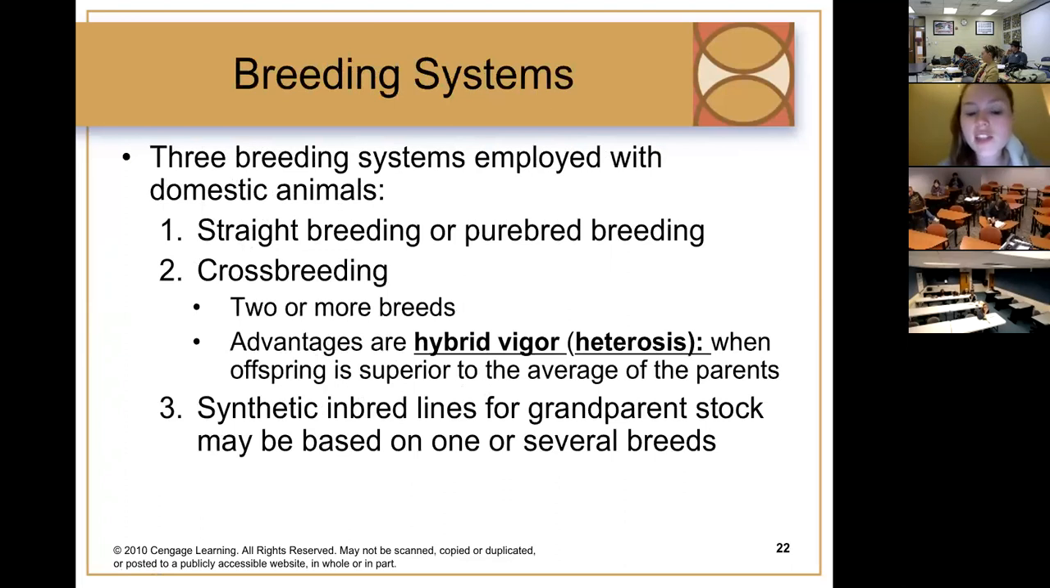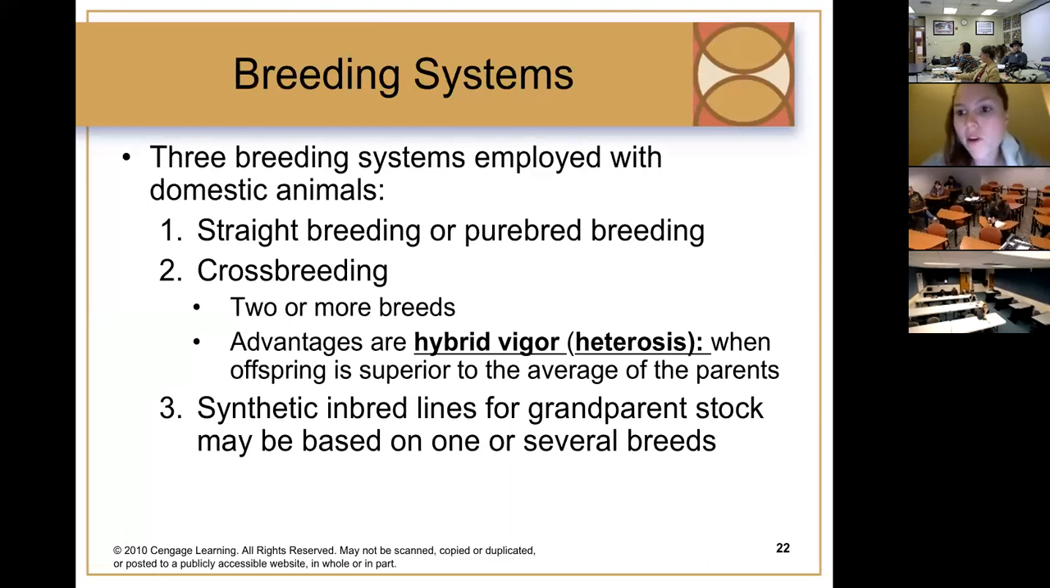The advantages of crossbreeding, which should sound familiar to you, would be hybrid vigor. Another term for that is heterosis. That's the more scientific genetics term. But hybrid vigor and heterosis are the same thing, which we've talked about before. That's basically where the offspring is superior to the average of the parents. So you have 2 different breeds or more, and that is going to display hybrid vigor.